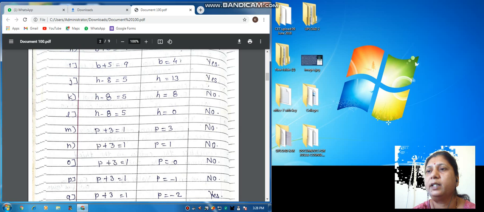Next, h minus 8 is equal to 5. h is equal to 0. So 0 minus 8, what do we get? Minus 8. So minus 8 and 5 are equal? No. So it is no.